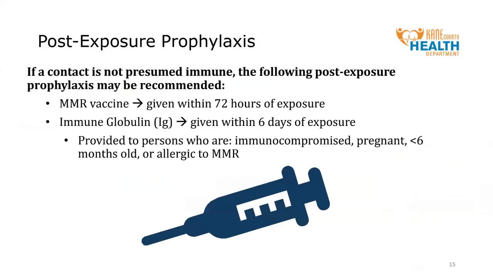If a contact is unable to provide evidence of immunity by any of the methods that we have gone over, it is recommended that they receive post-exposure prophylaxis. Most of the time, this means receiving the MMR vaccine within 72 hours of exposure. However, for individuals in specific groups, such as those who are pregnant, immunocompromised, or individuals aged 6 months or younger, they may instead be recommended to receive immune globulin within 6 days of exposure.